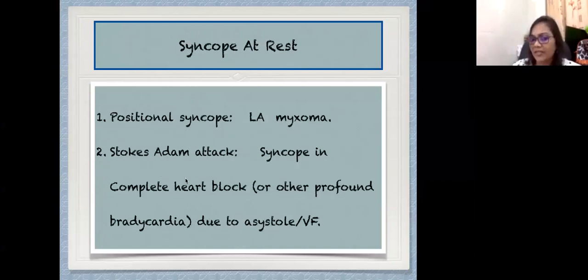How about syncope at rest? So positional syncope can occur with diseases like LA myxoma. The patient changes position and the myxoma falls into the mitral valve and obstructs mitral inflow, or inflow to the left ventricle, and it can cause syncope. And complete heart block or any other profound bradycardia presents with syncope at rest. You need not have exertion for that. It can happen at rest also. It is called Stokes-Adams attack.